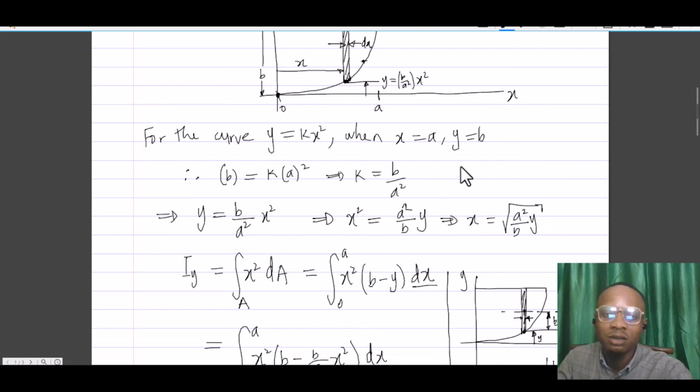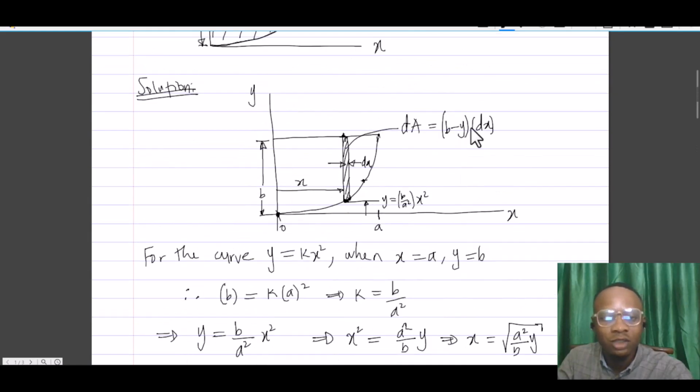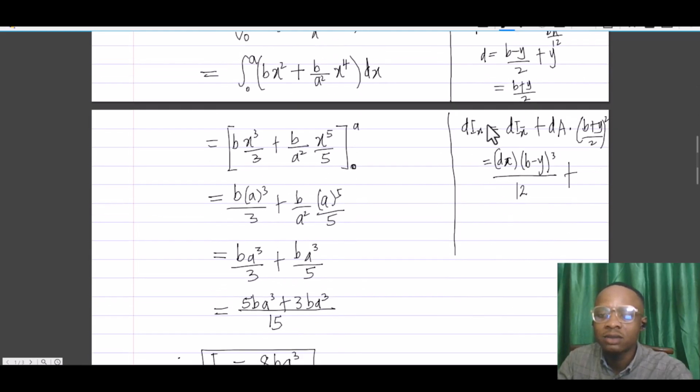We already have that also from what we did here. Since we are using only this strip, we already have that. That is still B minus Y multiplied by dx. So this is going to still be B minus Y. So the A is B minus Y multiplied by dx. Then multiply by this B plus Y, all over 2, all squared. So this is B plus Y over 2, that's over 4. When we square this it is 4, and this is b plus y all squared. So this will give us our Ix.